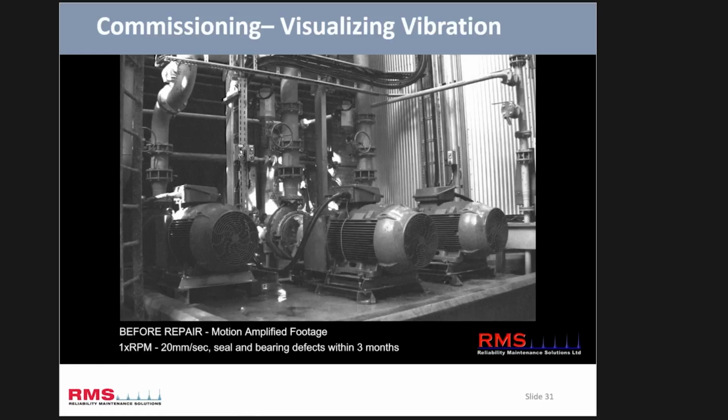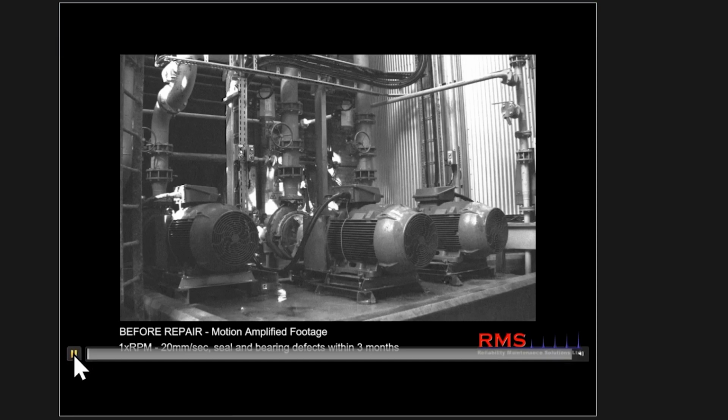But rotating equipment, I'll just go through some case studies with you now. So again, skid plate before repair, motion amplified footage, 1 times RPM, we're looking at 20 millimeters per second, seal and bearing defects within 3 months. So you can see this scenario, can't you, of what's going on.